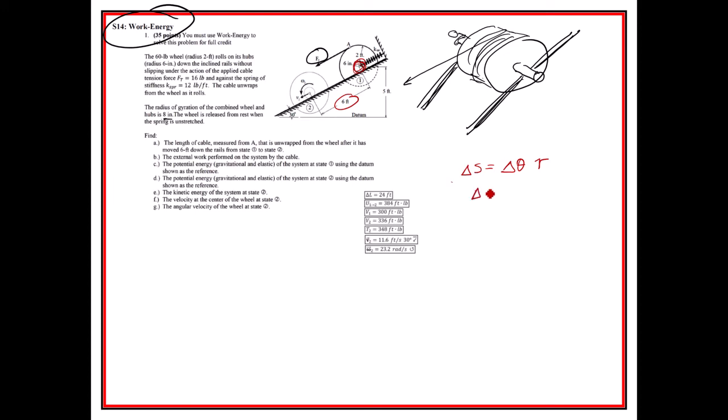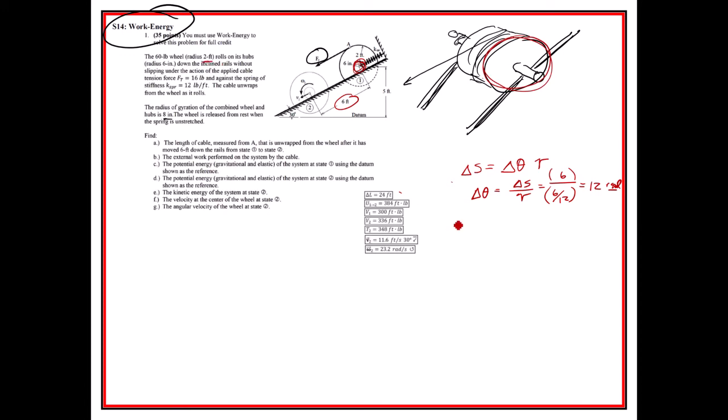So we could get the delta theta by taking the distance it travels divided by R. We just take the 6 feet that's moved divided by the radius, and of course that has to be in feet, and so we get 12 radians. That's a rad right there. But then the cable unwraps around the wheel, right? And the wheel has a radius of 2 feet.